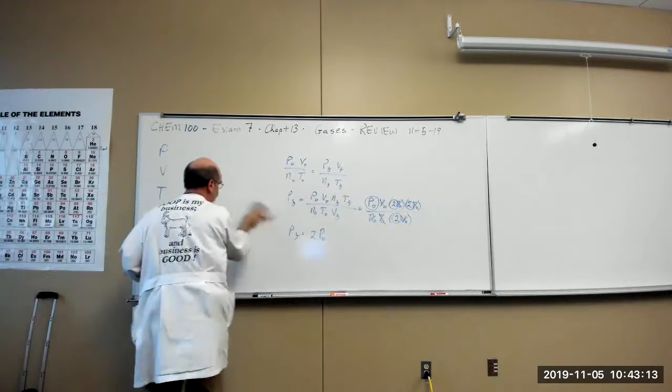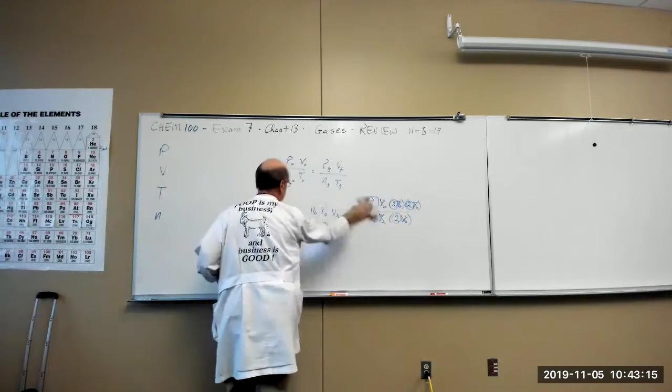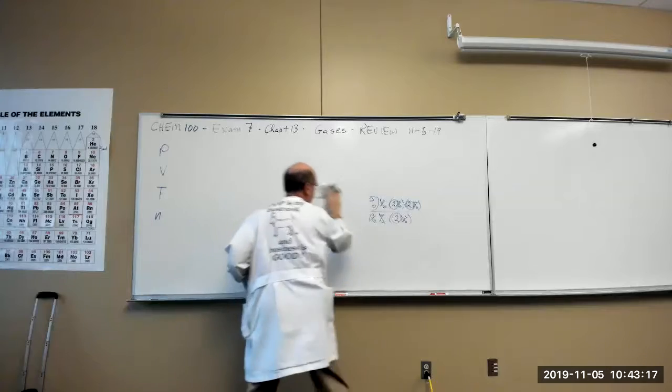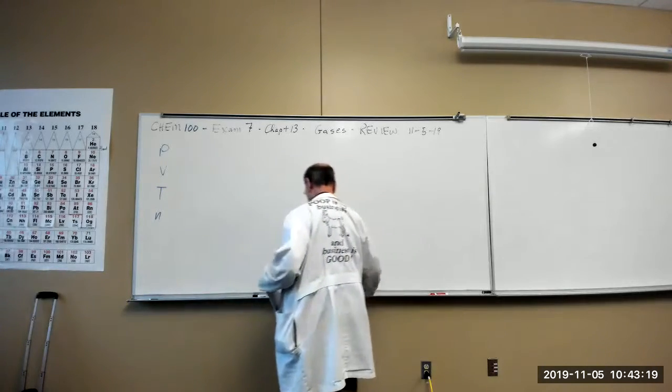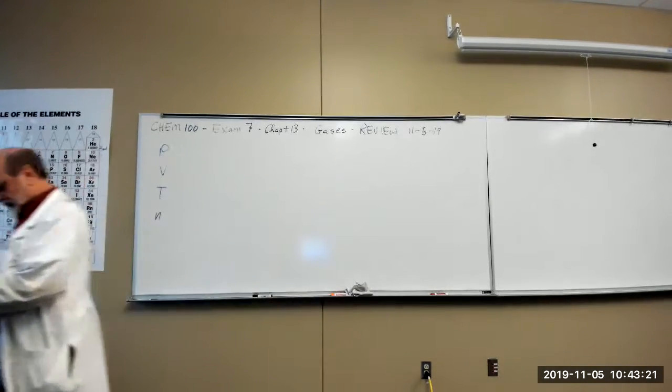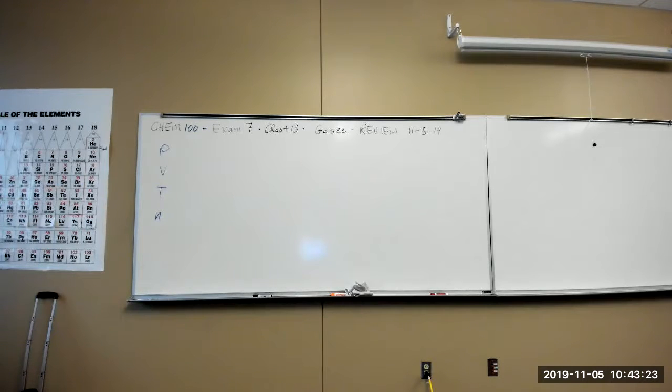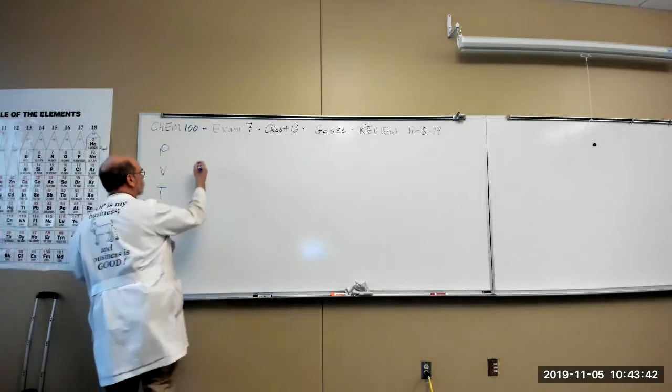All right. Now, let me see. I think the next item we had covered was stoichiometry. Right. So let's go back to number 6. I think number 6 was one that we covered for stoichiometry.